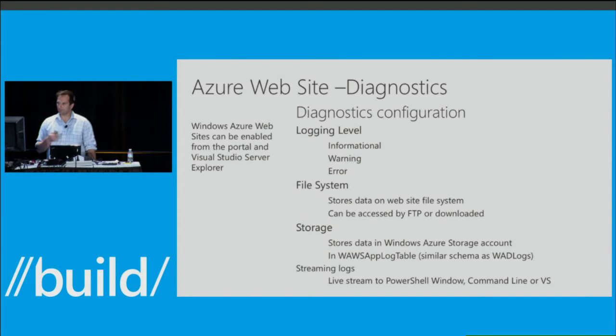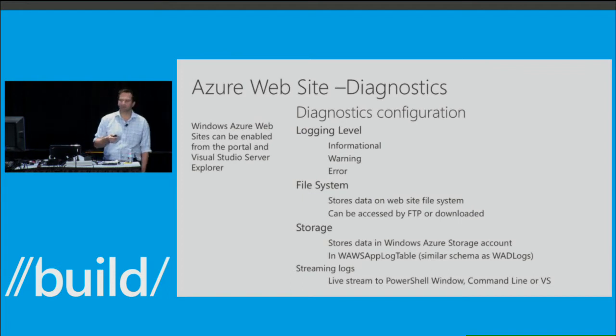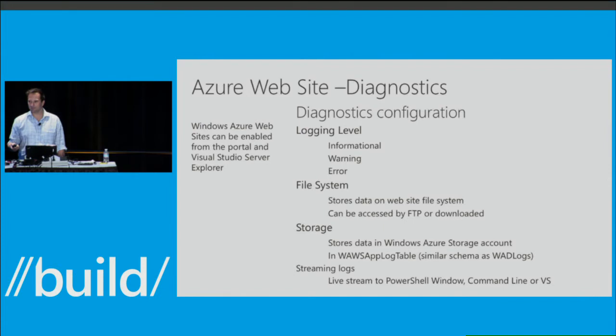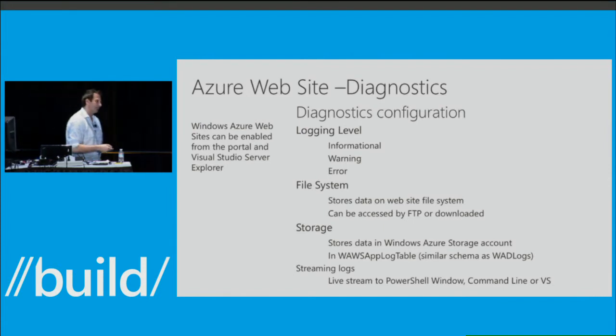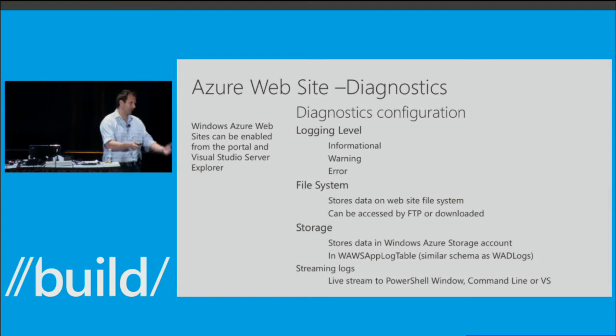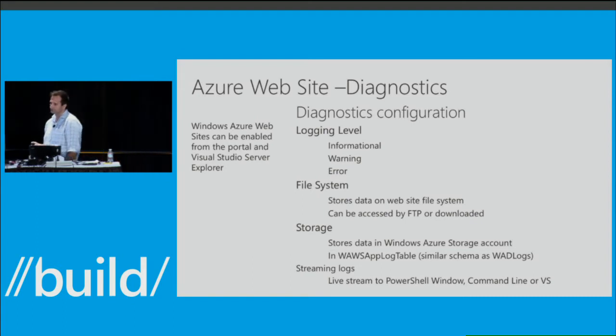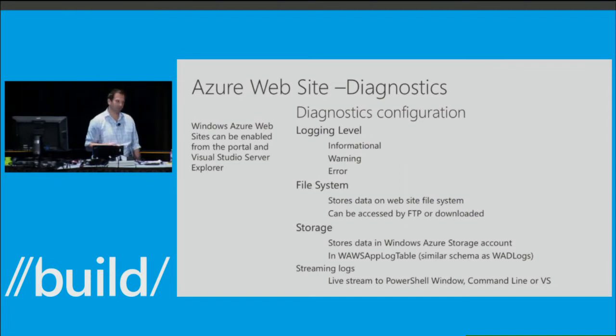The diagnostics configuration, you can enable from a bunch of places. For Azure websites, you can enable the diagnostic settings from the portal and Visual Studio Server Explorer. You have the same logging levels as you have in Azure, and you can store the data in a file system, and then it can be accessible through FTP downloads. You can basically download the logs, or you can store the data in a Windows Azure Storage account.